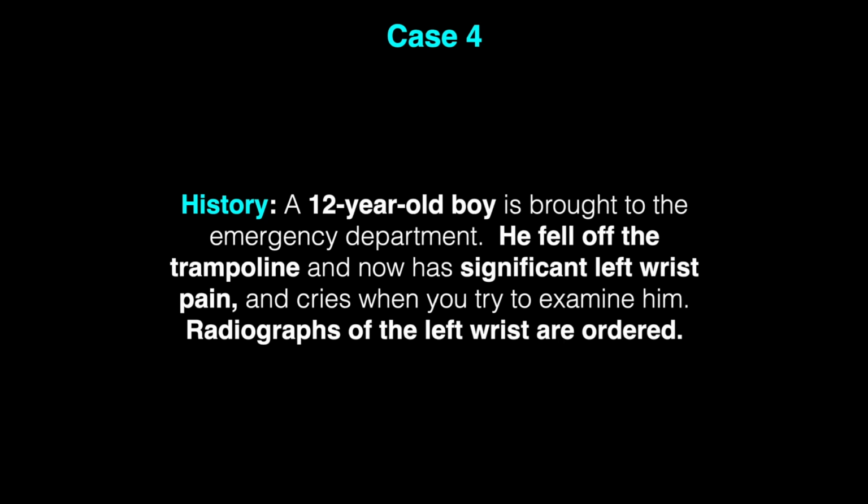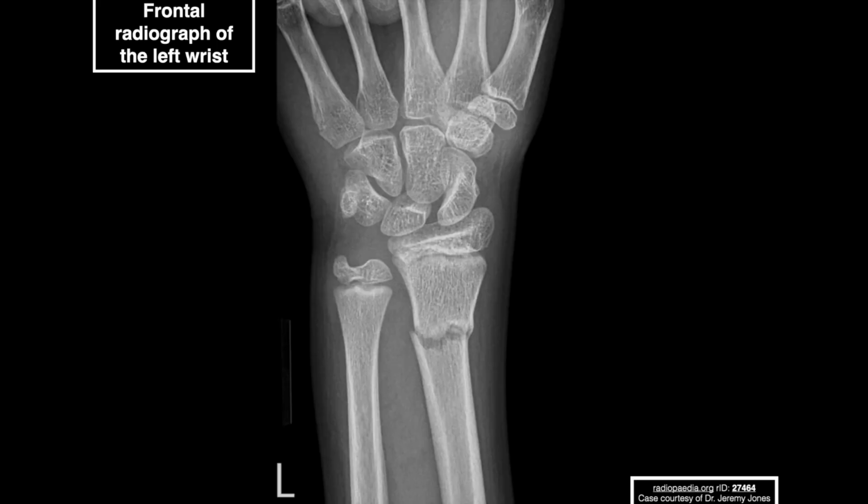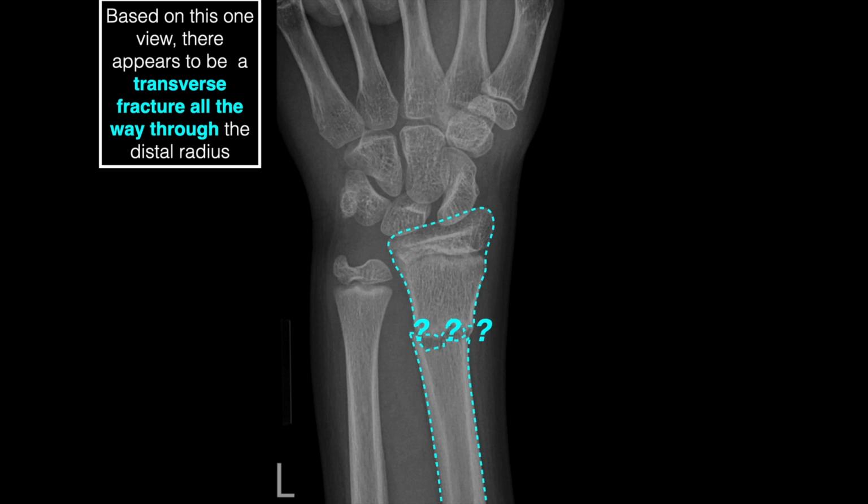A 12-year-old boy is brought to the emergency department. He fell off the trampoline and now has significant left wrist pain and cries when you try to examine him. Radiographs of the left wrist are ordered. Here we have a frontal radiograph of the left wrist. Based on this one view, there appears to be a transverse fracture all the way through the distal radius.